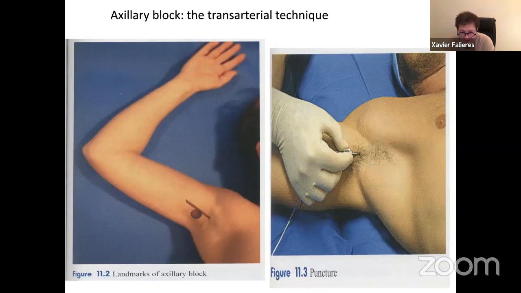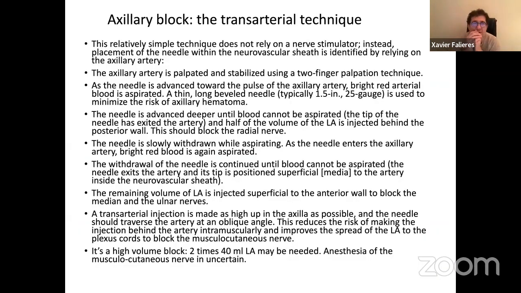The transarterial technique is very easy. You can palpate the artery. So the transarterial technique is a very simple technique that you may use when you don't have anything other than a syringe and a needle. The axillary artery is palpated and stabilized using a 2-finger palpation technique. The needle is advanced toward the pulse of the axillary artery. You will see bright red arterial blood when it is aspirated. So you advance your needle deeper, until you don't have blood anymore.